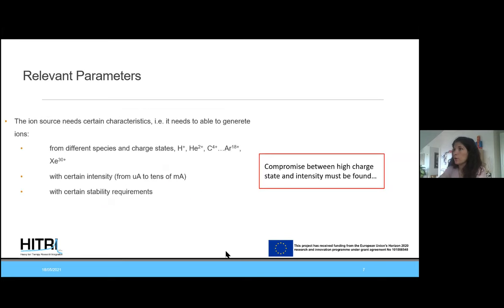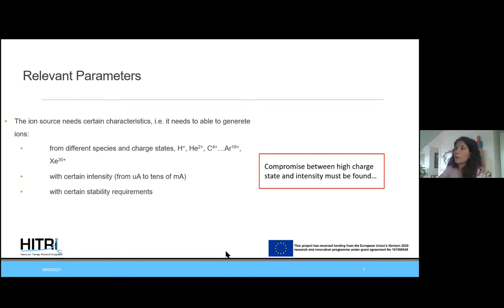And so, which are the relevant parameters? Well, first of all, the charge state that you want to create. That can go from singly ionized ions up to very high charge states, let's say argon 18 plus or even xenon 30 plus. And also the intensity can go from a few hundred microamps to tens of milliamps.